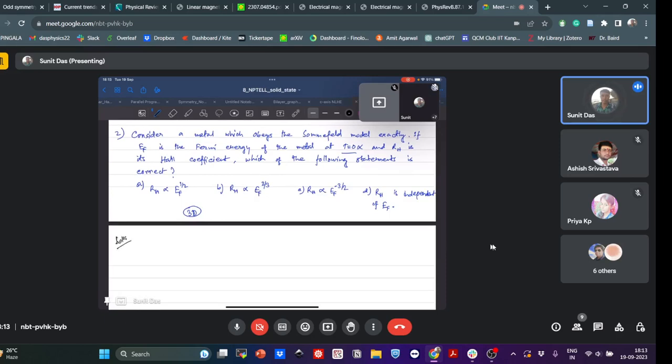To solve this problem, if you forgot, the Hall coefficient was 1 by n into e, where e was the electronic charge, or in general we can write it like n into q. q is the charge and n is the number density of charge.